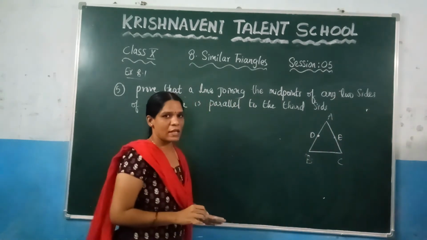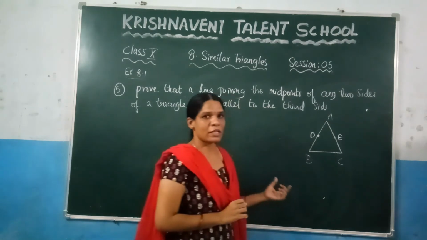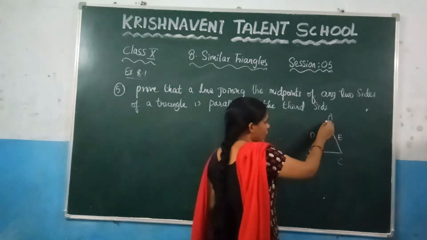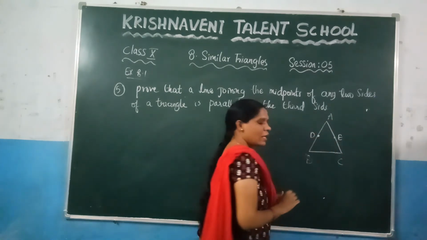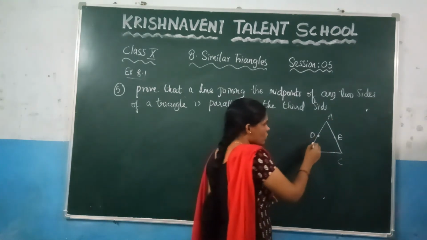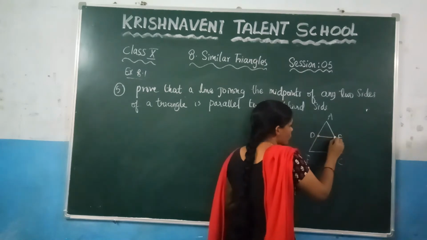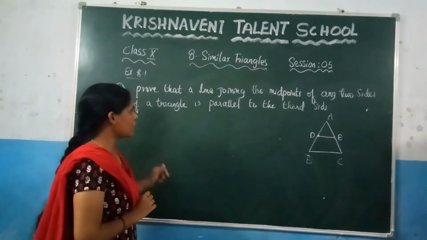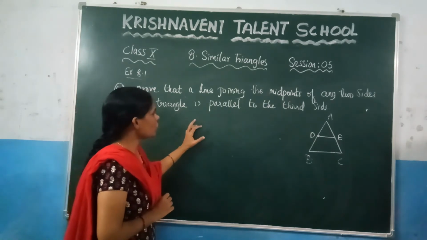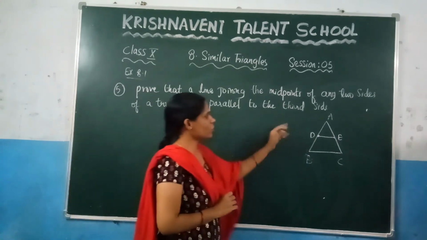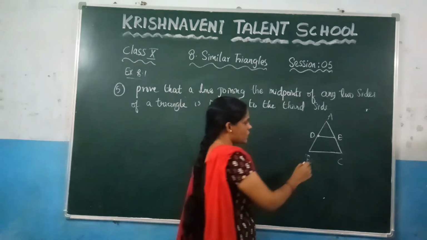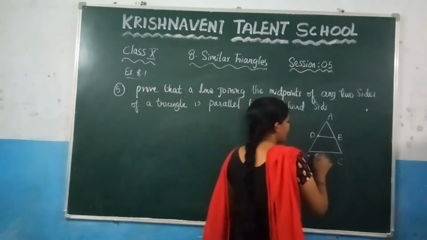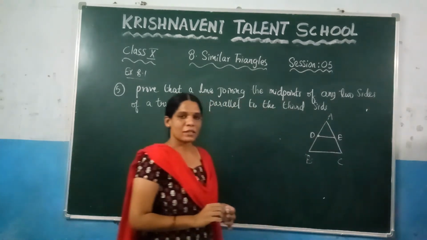So here, what they have given is a line joining the midpoints of any two sides of the triangle. I am taking those two sides as AB and AC. So I am joining the midpoints of these two sides, so that you will get one line. And what they are saying next, we need to prove that that line is parallel to the third side. What is the third side? It is nothing but BC. What do we need to prove now? We need to prove here DE is parallel to BC.